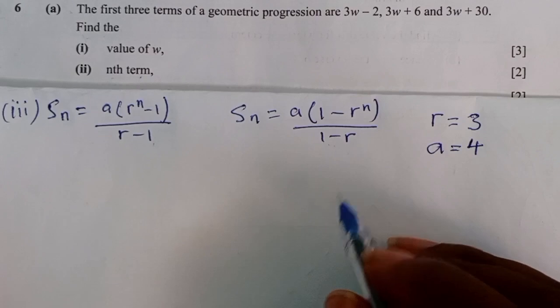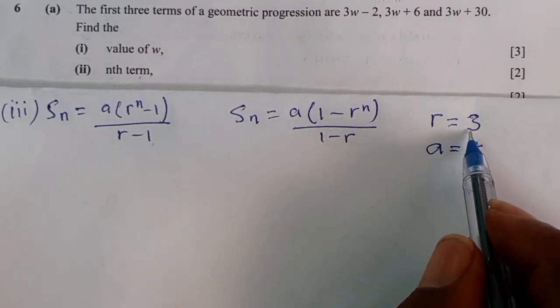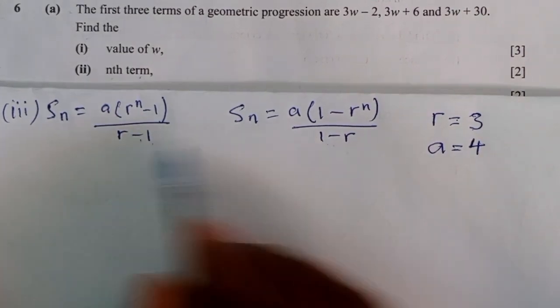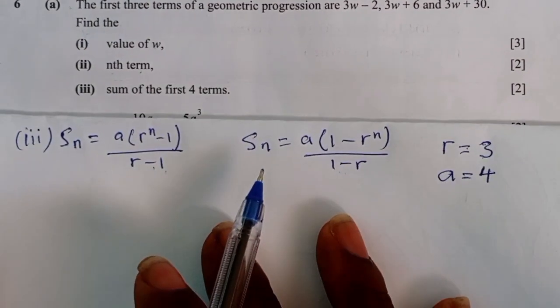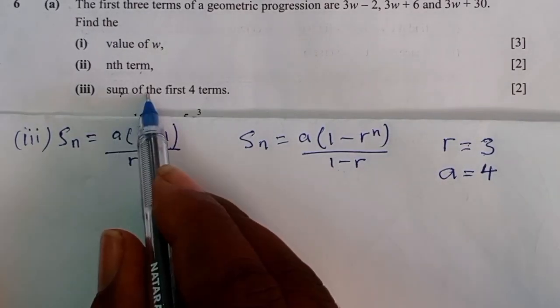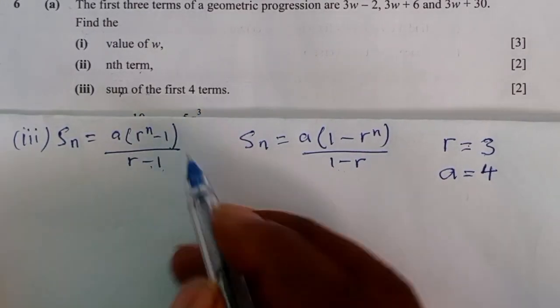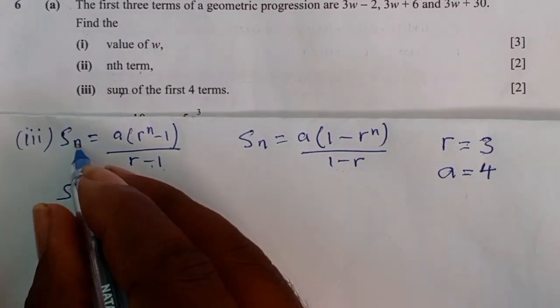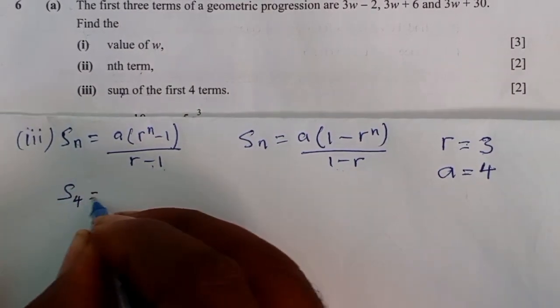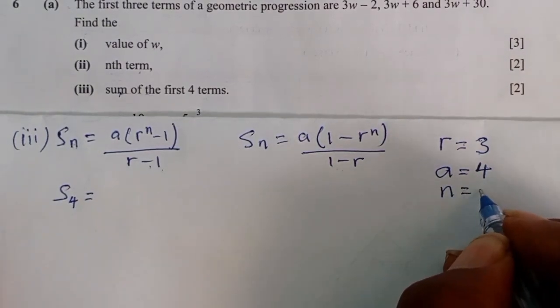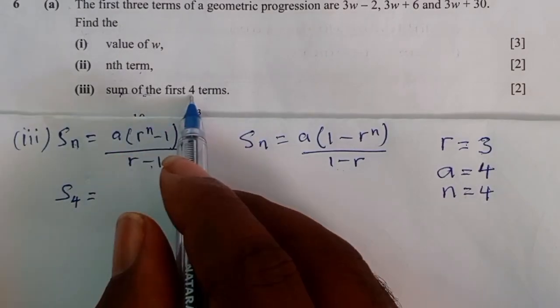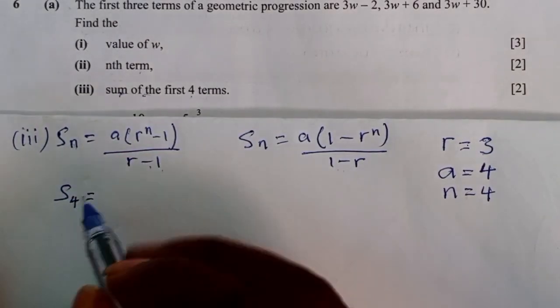So let's look at the value for r. The value for r is greater than 1. So the formula that we are going to use is this one, not this one. So we're going to say sum of the first 4 terms. Where there is n, we put 4. So n is the number of terms. How many terms? Sum of the first 4. So the value for n is 4.